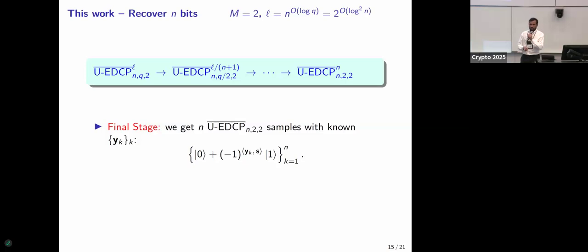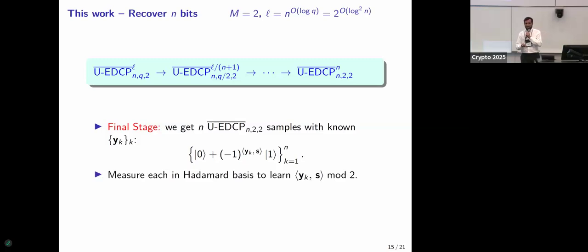And if you see now, if we measure this quantum state, and we have these n many quantum states, if we measure them, we get yk inner product with s modulo 2, and these are n many, so we can use Gaussian elimination to recover S modulo 2, which is the last bit of the secret S.